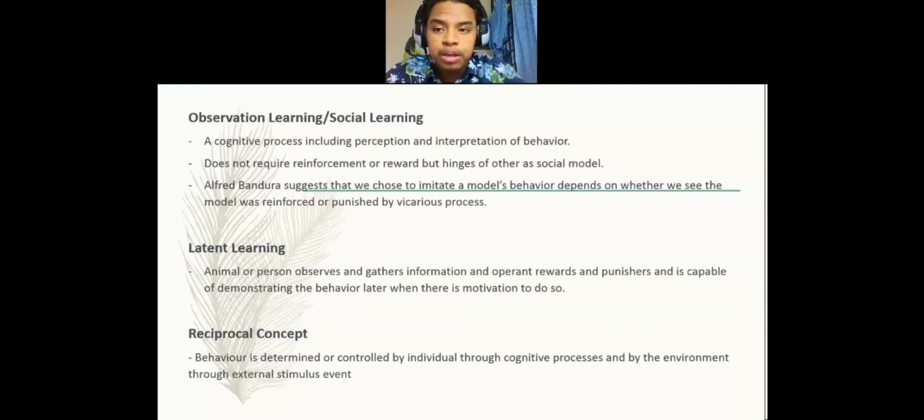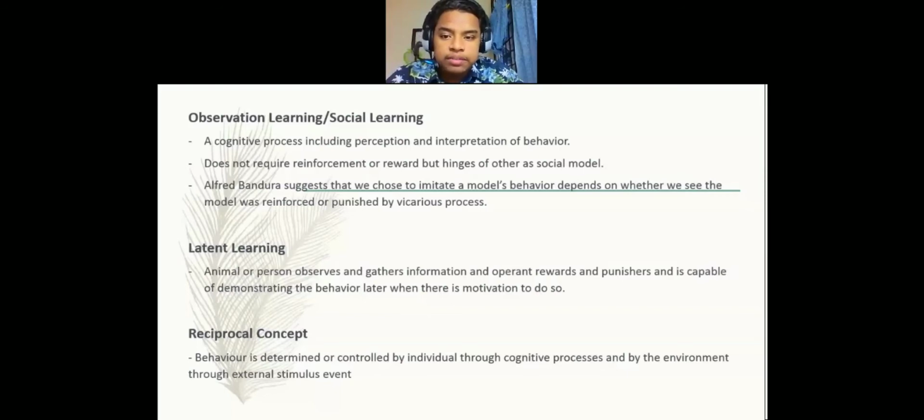Albert Bandura, the person who created this, suggests that whether we choose to elicit a model's behavior depends on whether we see the model was reinforced or punished for their behavior. Let's say you see a policeman catch a thief, and then you are inspired to get into the case by reporting it. Or maybe you see a firefighter put out a fire and then you want to become a firefighter also. That's observation learning.